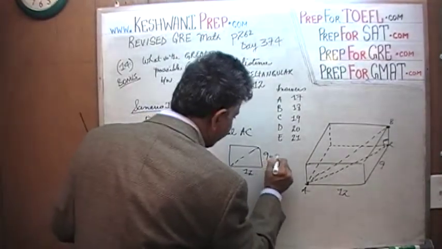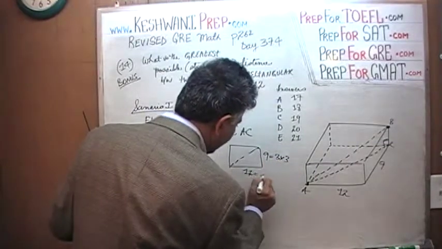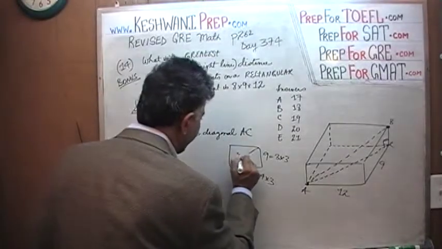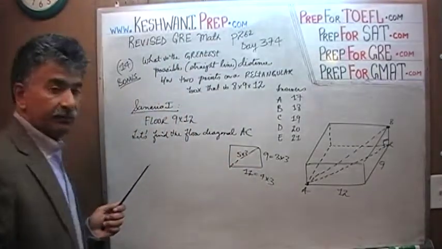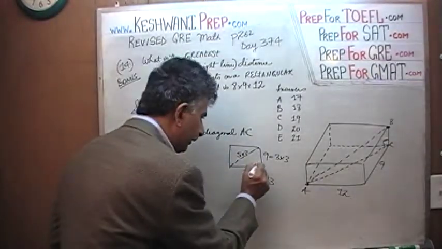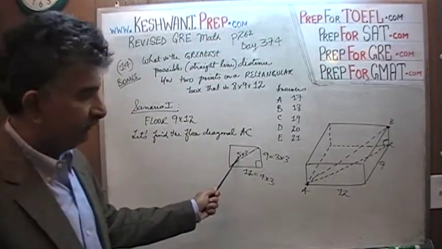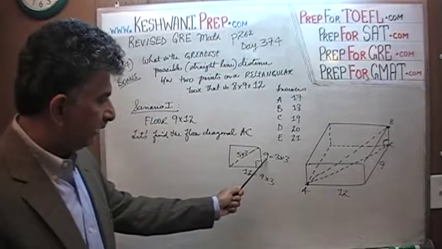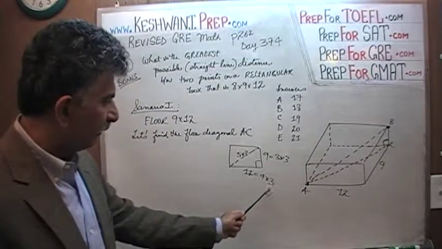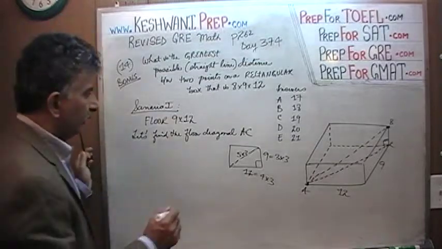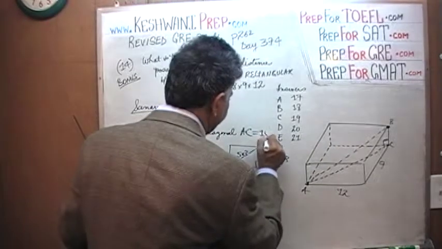You just have to realize that 9 is 3 times 3 and 12 is 4 times 3. It's a 3, 4, 5 triangle. So the diagonal is going to be 5 times 3. And if you don't see that, then you can do the work yourself. Use the Pythagorean theorem and you will find it works out to be exactly 15. So now we know that AC is 15.